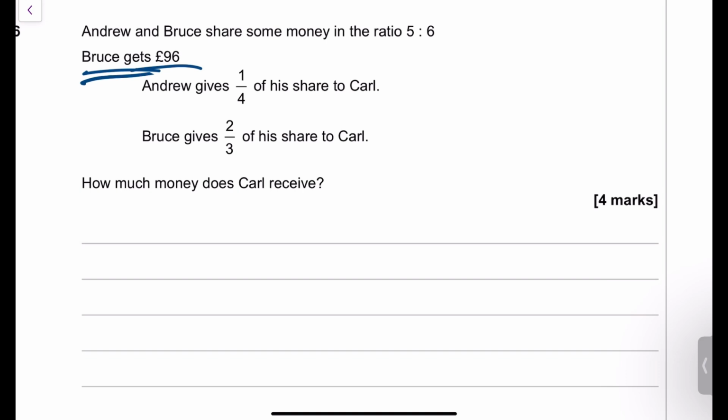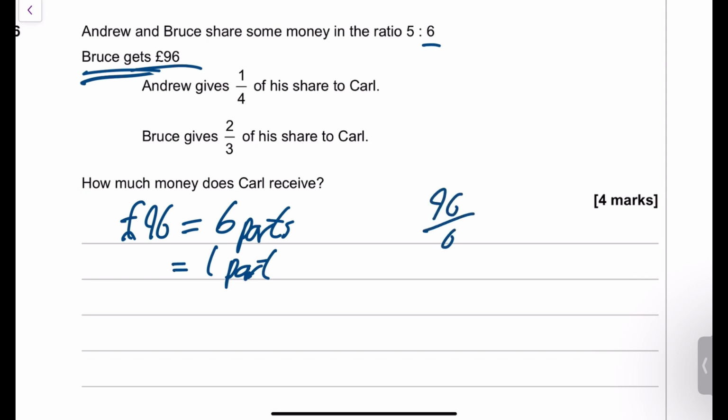Okay, we've got to work out how much they get in total then. So Bruce gets 96 pounds. That is 6 parts. Let's just work out what 1 part is. So just do 96 divided by 6. Top and bottom divide by 3 to give you 32 over 2, and then that just is 16. So 1 part is 16.